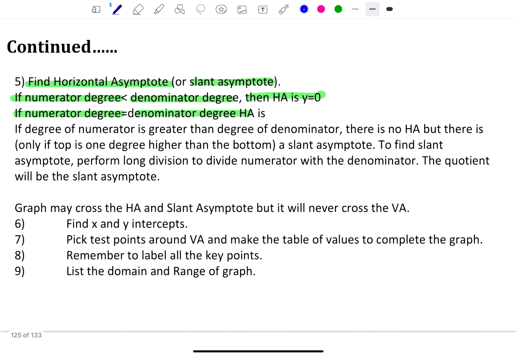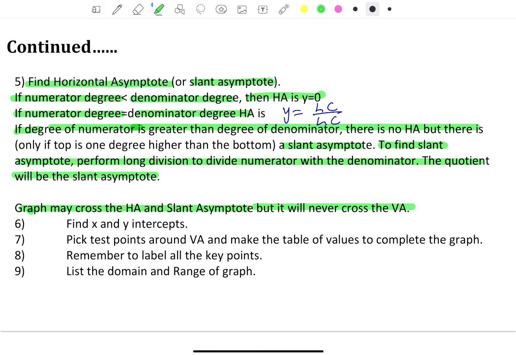So if the degree of the numerator is equal to the degree of the denominator, the horizontal asymptote will be y equals leading coefficient over leading coefficient. If the degree of the numerator is greater than the degree of the denominator, there's no horizontal asymptote, but there is a slant asymptote. How do we find the slant asymptote? By doing long division. The quotient will be the slant asymptote. The graph may cross the horizontal asymptote and slant asymptote, but it will never cross the vertical asymptote.